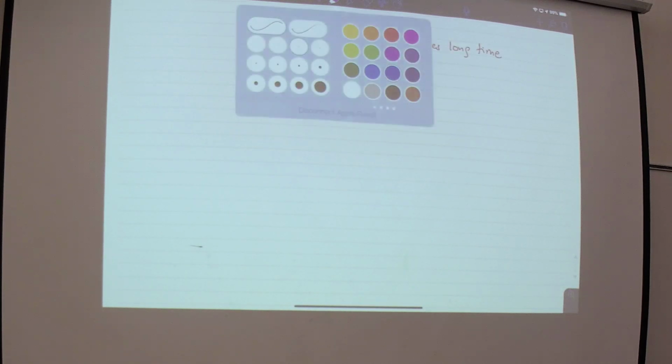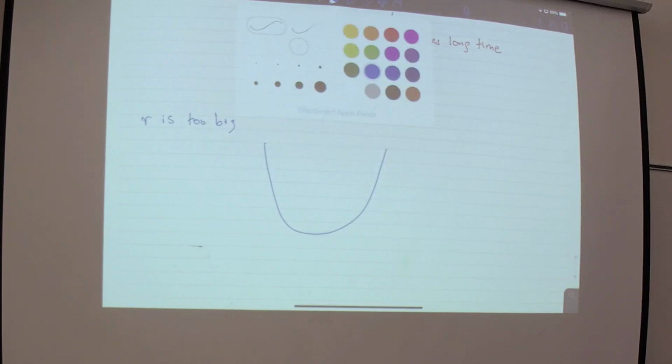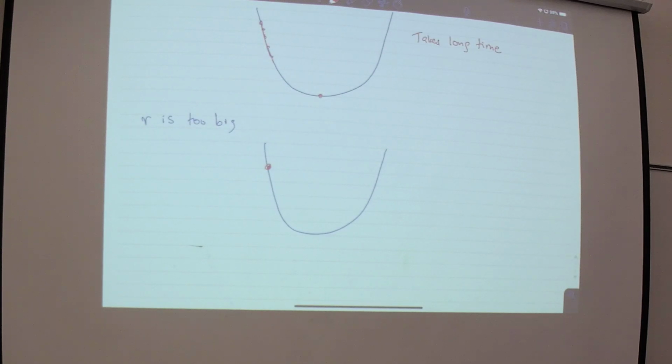Suppose R is too large. What'll happen now? Well, I don't know about never. It will eventually, but it might go like this. And again, it's kind of hard to reason about what's going to happen. It might decide to jump across. Again, I'm not saying it will do this, but it could. So, choosing R is kind of tricky.